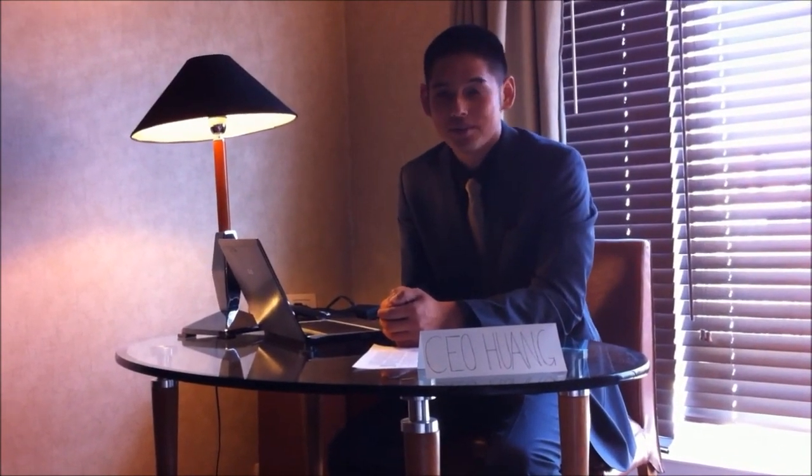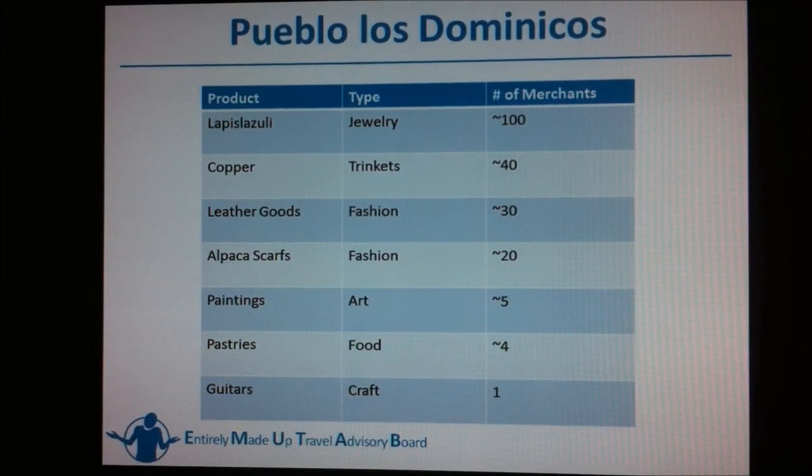Now, let us return to Pueblo Los Dominicos. There are roughly 200 merchants, 50% of which sell lapis lazuli jewelry, 20% which sell copper trinkets, 15% which sell leather goods, 10% which sell alpaca scarves, and the remaining 5% includes bakeries, art galleries, and even a guitar crafter. Look at this list and tell me, where do you think you could haggle for the best deals?